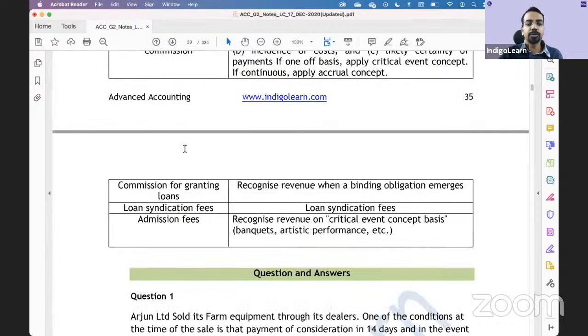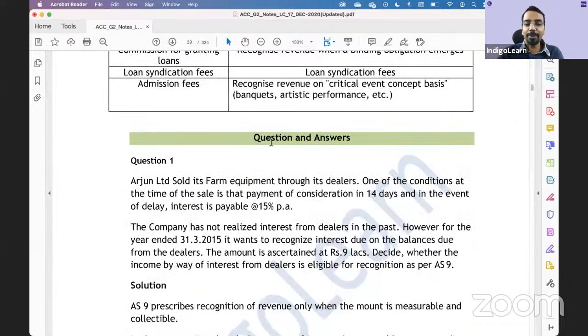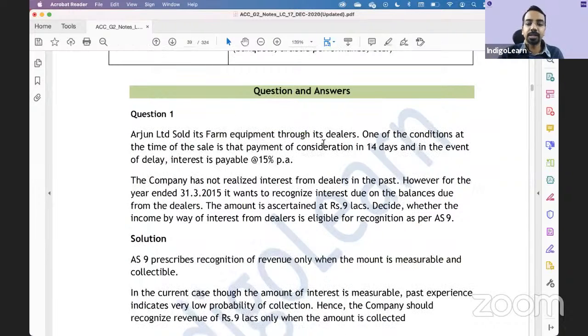Yeah, so let's look at this question. Arjun Limited sold its farm equipment through its dealer. One of the conditions at the time of sale is that payment of consideration is in 14 days, and in the event of delay, interest is payable at 15% per annum. The company has not realized interest from dealers in the past. However, for the year ended 31st March, it wants to recognize interest due on the balances due from the dealers. The amount is ascertained at 9 lakhs. Decide whether the income by way of interest is eligible for recognition.